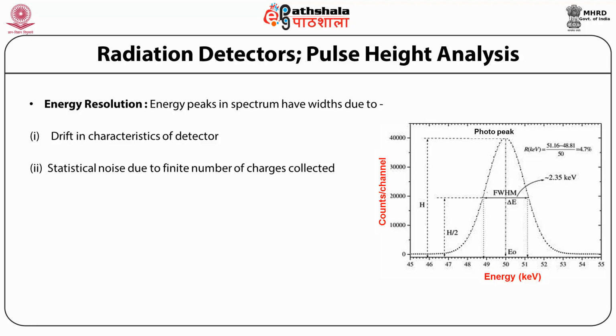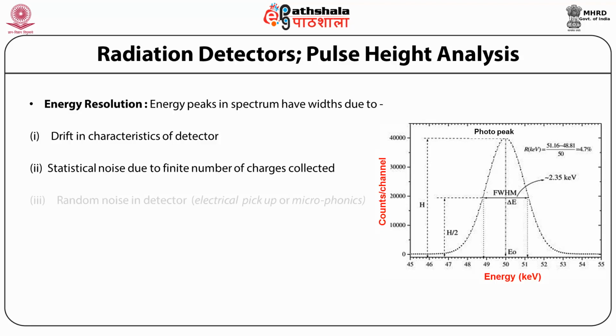Statistical noise means the same energy radiation can produce a slightly different number of charge carriers in that detector. That small difference in the number of charge carriers produced by identical energy radiations is called statistical noise. So statistical noise is due to the finite number of charge collected.